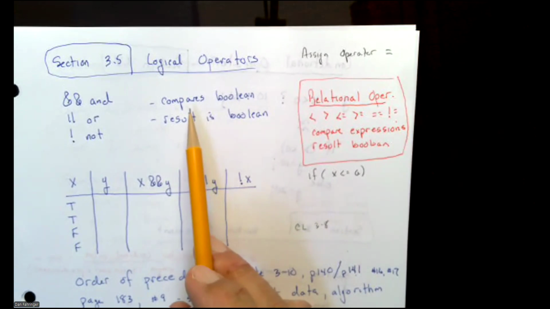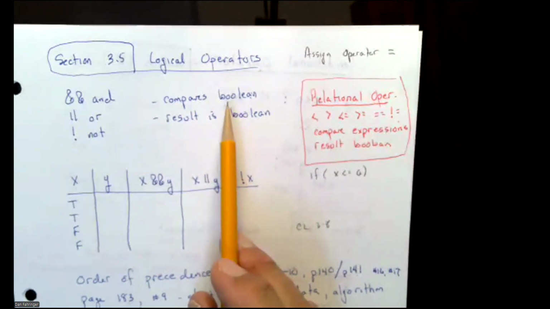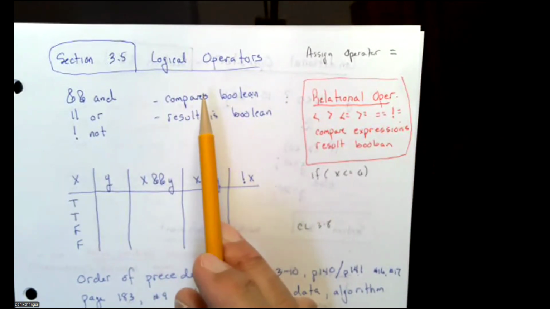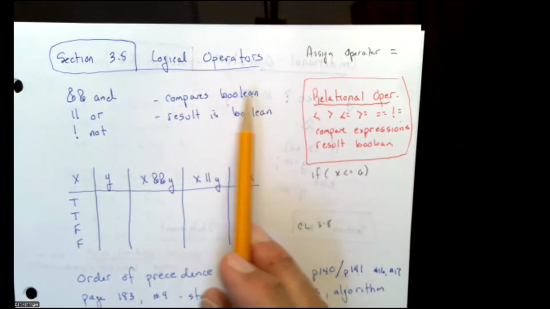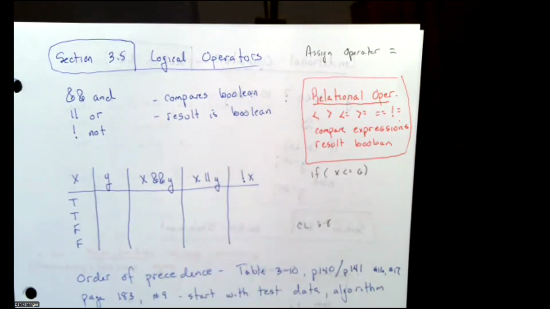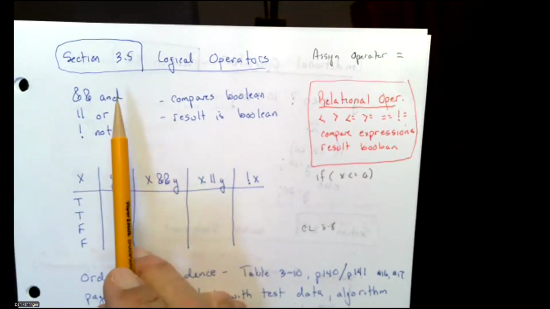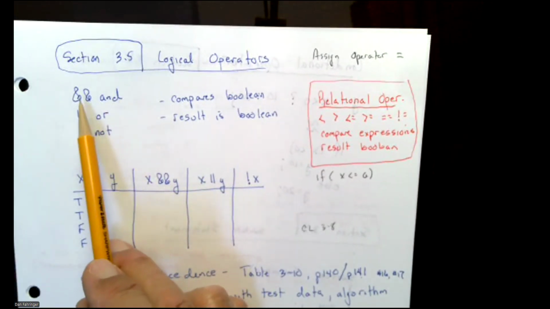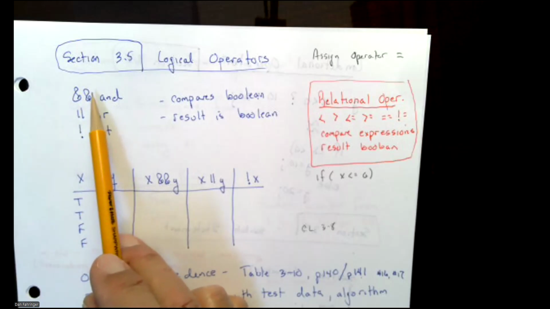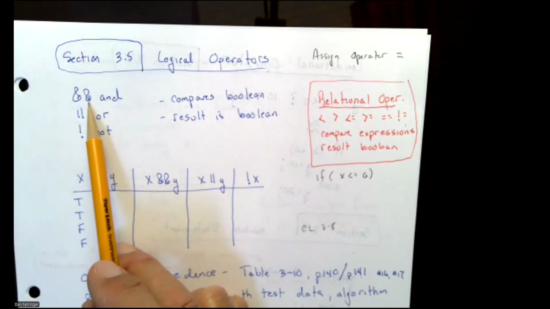What these logical operators do is compare Booleans. That means on the left side there's something Boolean, on the right side there's something Boolean, and it's going to give me a result. We have 3 of them. And, which is this double ampersand.